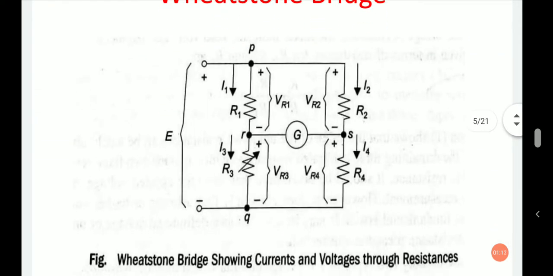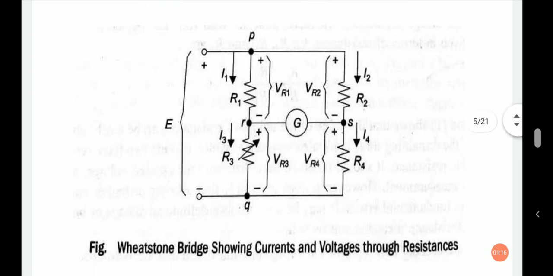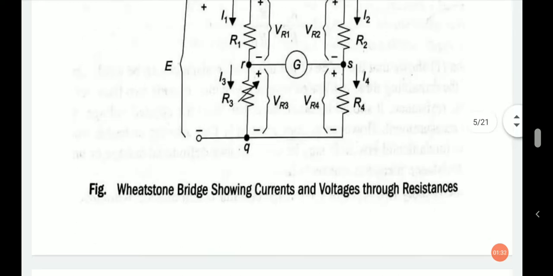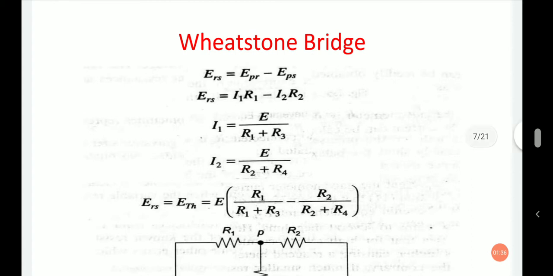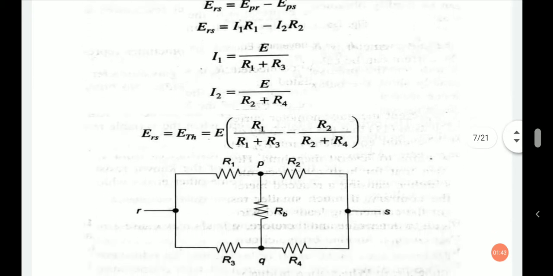And this is another possible configuration of the Wheatstone bridge we already saw. In this configuration, the respective current and voltage through each of the resistances is shown in this figure. So regarding the Thevenin equivalent circuit, we will continue.